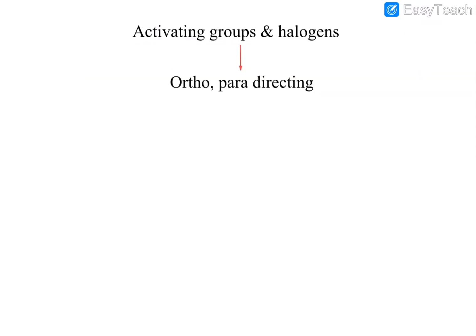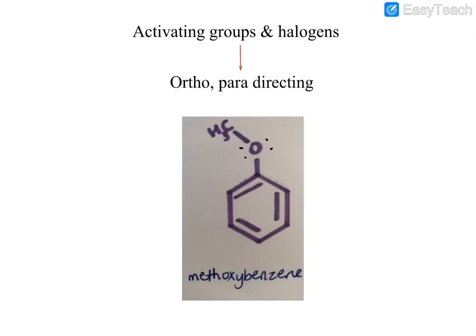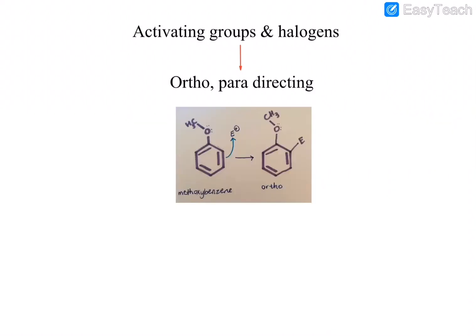So activating groups and halogens are both ortho and para directing. Even though halogens are a little confusing, we'll talk about that later. So first we could look at methoxybenzene and see how the oxygen atom of the alkoxy group has lone pairs that can form a double bond and contribute to the electron density of the ring. So if we look at the EAS reaction of methoxybenzene, the electrophile is added to the ortho position.